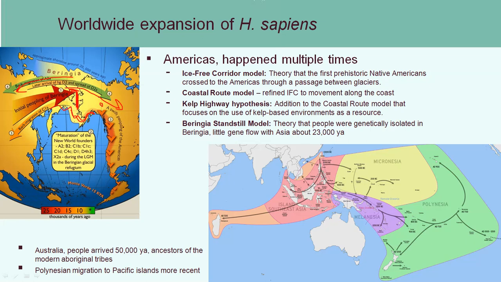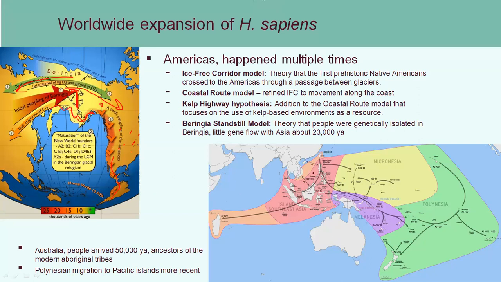Now, once North America was populated, so there would have been different groups all across North America, some of these individuals did continue down through Central America, all the way down to South America. That took a little bit longer, because this is quite a long distance to travel, but eventually even South America was populated.